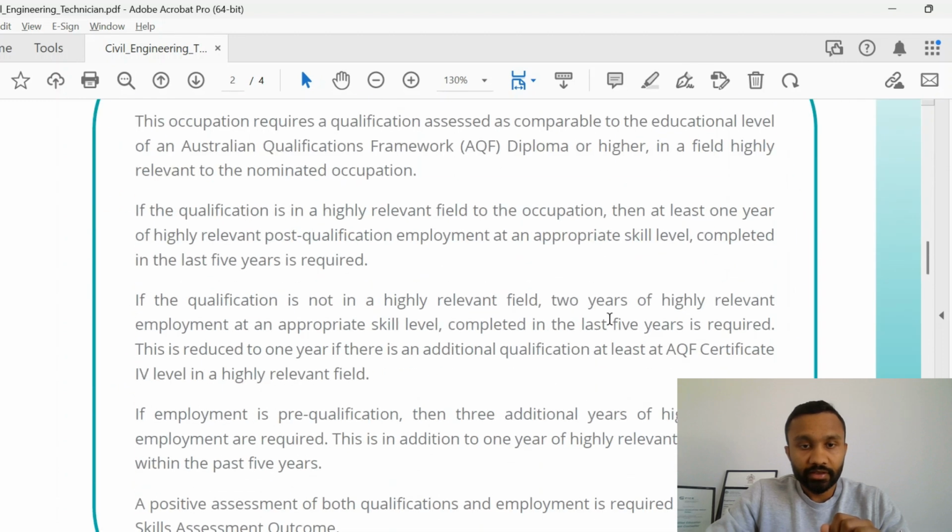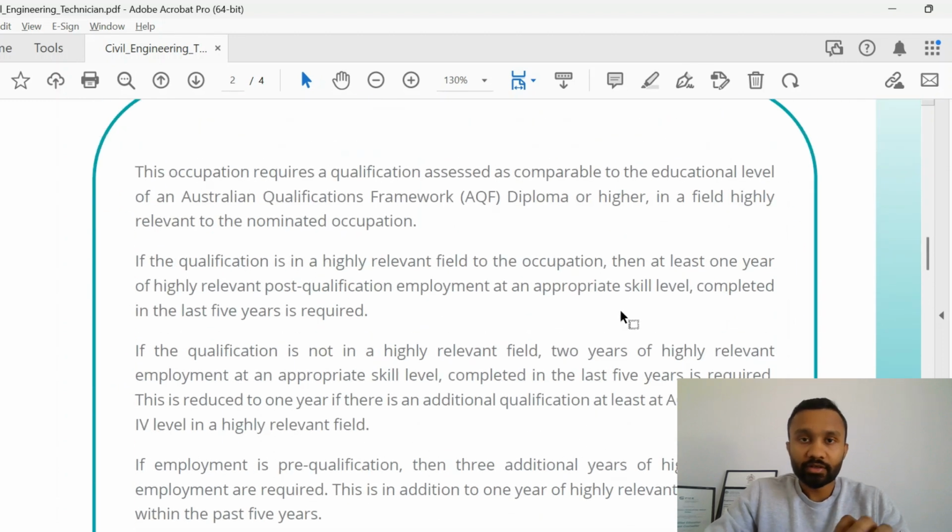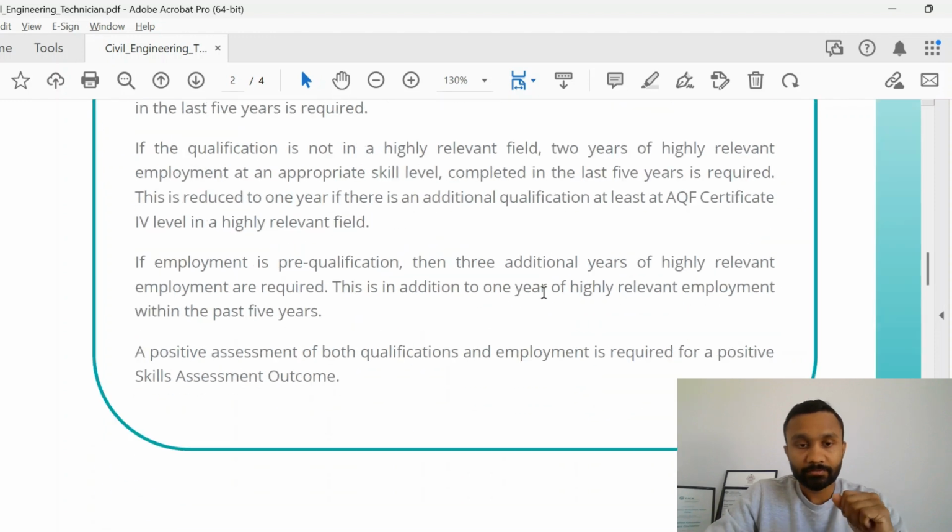We will look at the qualification requirement. Now, for this occupation, you need to satisfy both the qualification and the work experience requirement. If your qualification is in a highly relevant field of the occupation, and we will discuss what the highly relevant fields are, then you will require at least 1 year of highly relevant post-qualified employment at an appropriate skill level completed within the last 5 years. If the qualification is not in a highly relevant field, then you will require 2 years of highly relevant post-qualified work experience in the last 5 years.